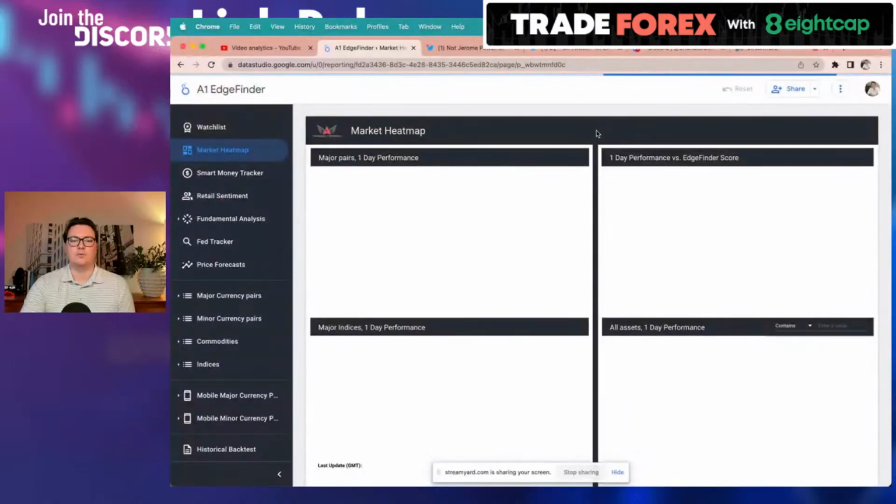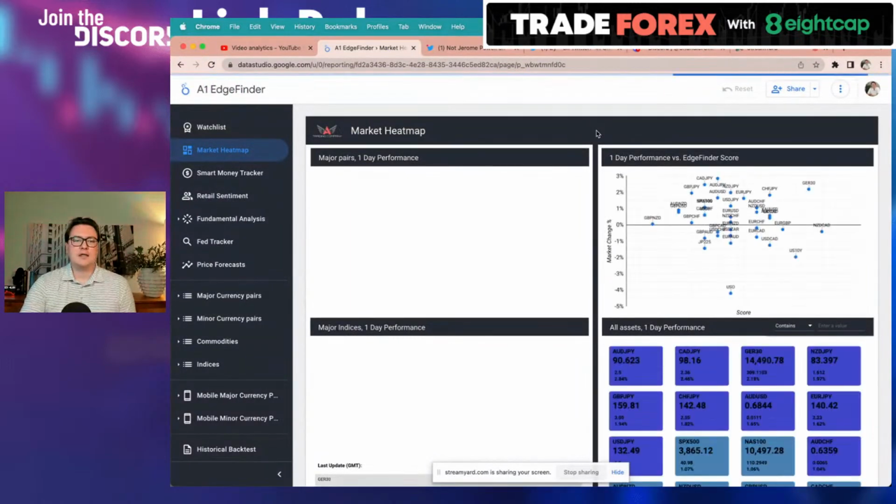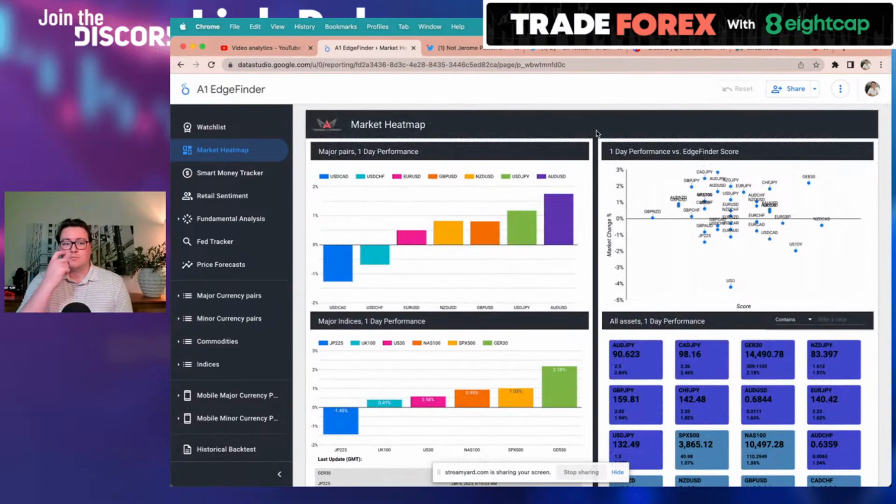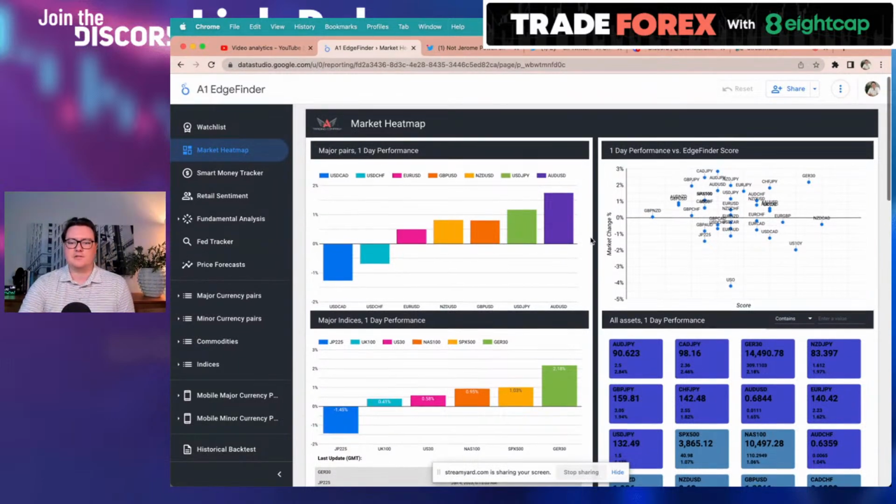So I'm going to go ahead and show you guys the market heat map in the Edge Finder really, really quickly, just so that we can get an up-to-date look at all of our currency pairs right before the US news event happens. So we can see here, these are some of our major currency pairs right here. USDCAD down on the day, 1.27% so far. Aussie US is our biggest mover to the upside, 1.75% up on the day so far.